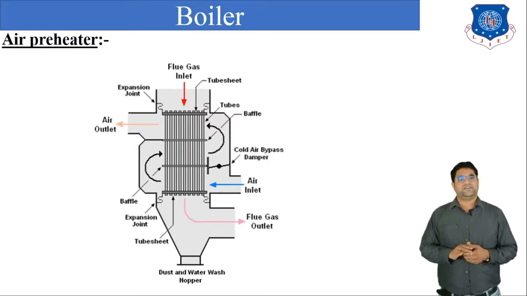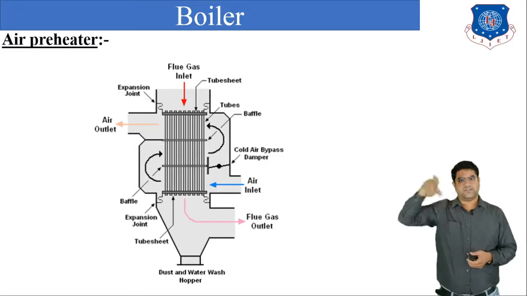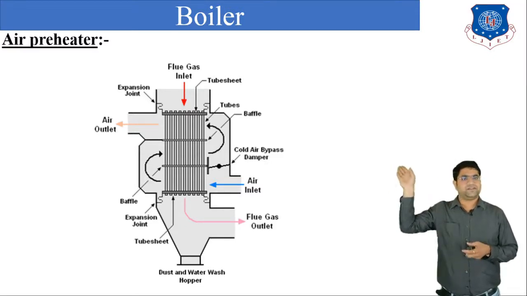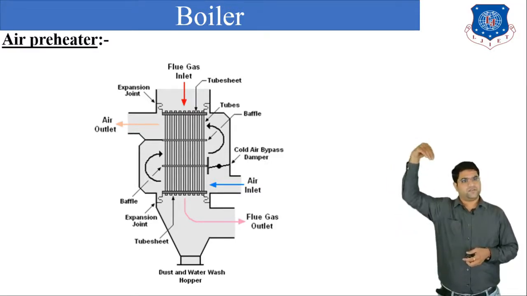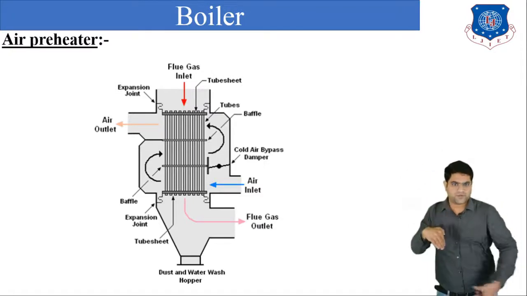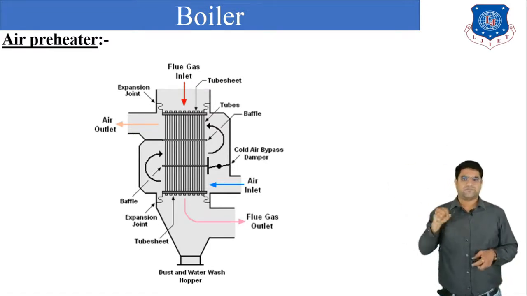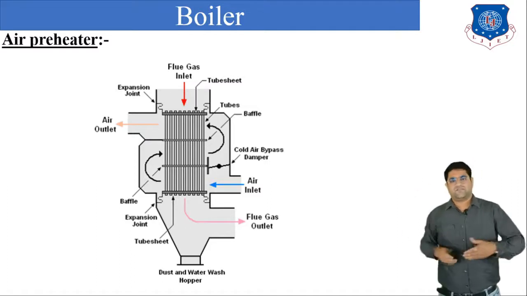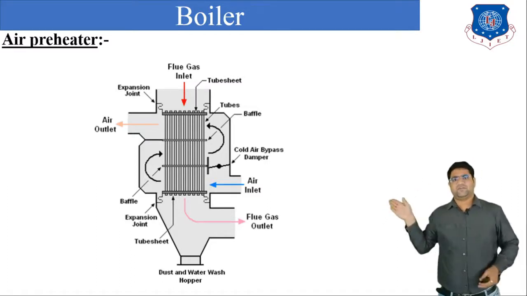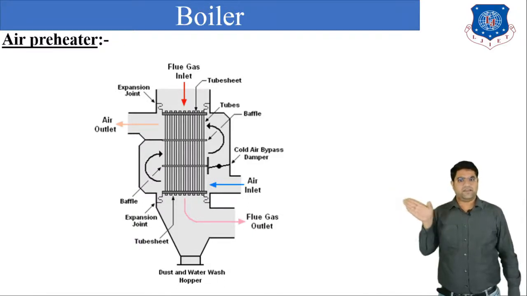Here you can see in the air preheater that the flue gases come from the upper side, which is indicated by the red arrow, and move toward the bottom side. Now these waste flue gases will heat up the air. The air enters from the downside, which is indicated by the blue arrow, at the air inlet.